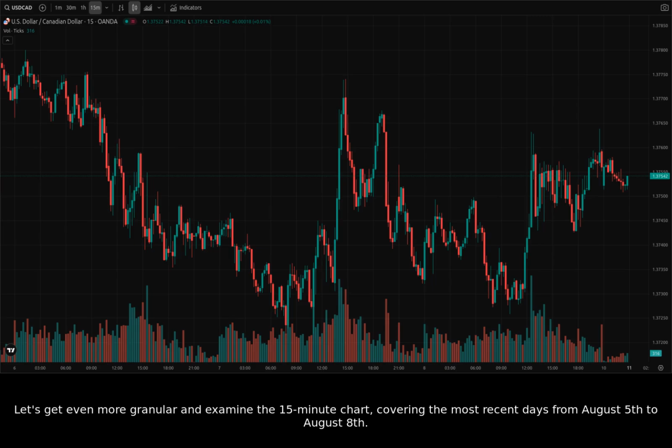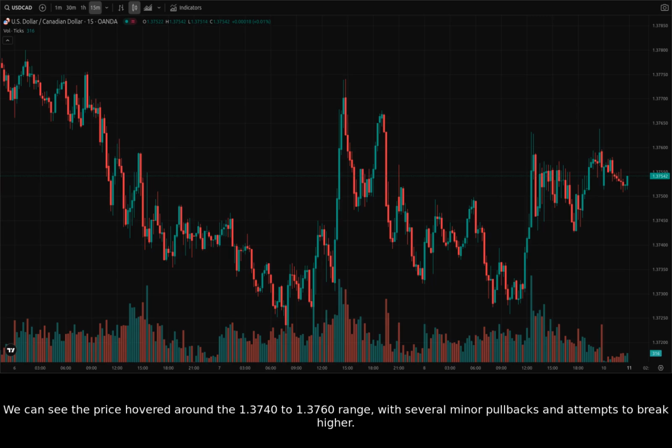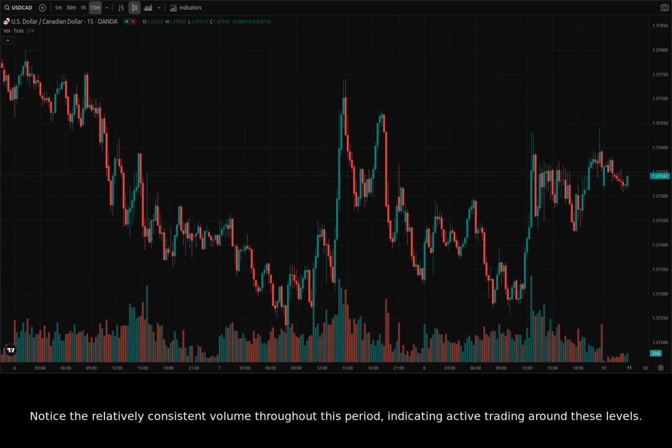Let's get even more granular and examine the 15-minute chart, covering the most recent days from August 5th to August 8th. This short-term view reveals the immediate volatility and intraday levels that traders are closely watching. We can see the price hovered around the 1.3740 to 1.3760 range, with several minor pullbacks and attempts to break higher. Notice the relatively consistent volume throughout this period, indicating active trading around these levels. The 1.3750 level seems to be acting as a minor pivot point, with the price oscillating above and below it.